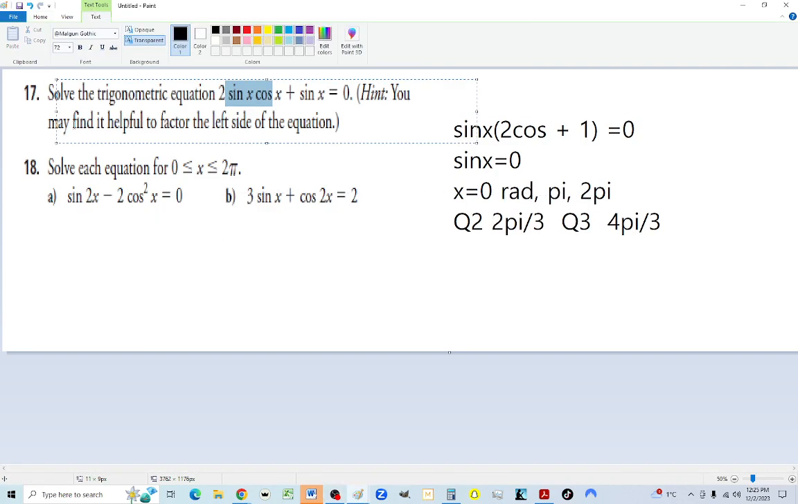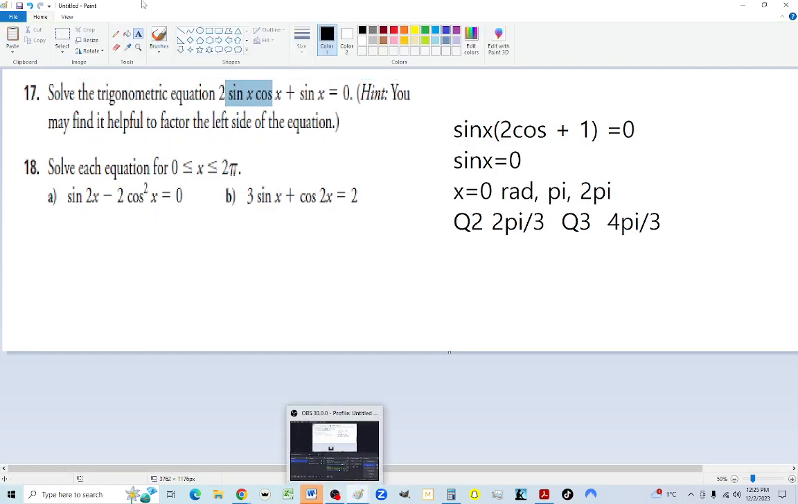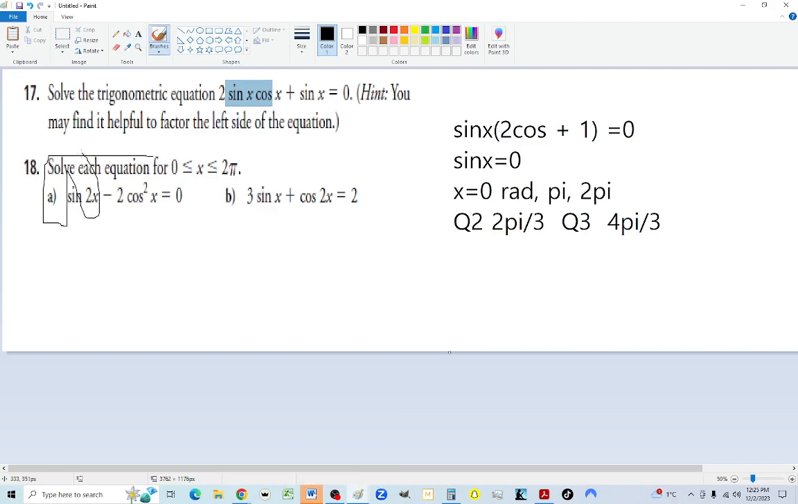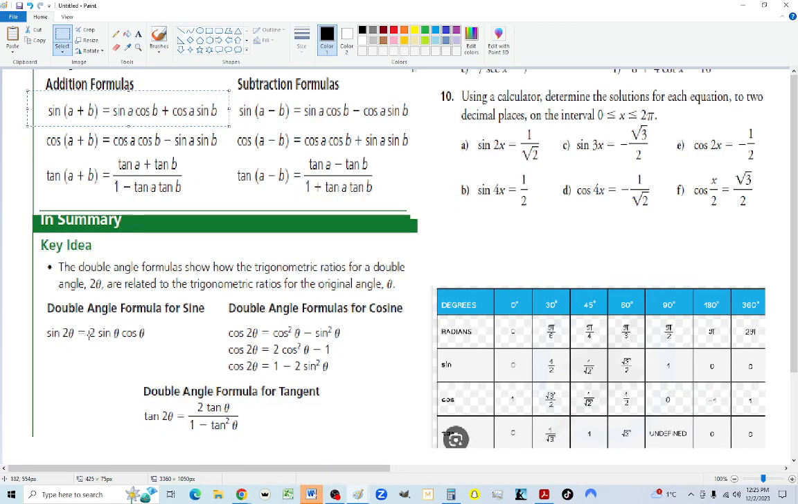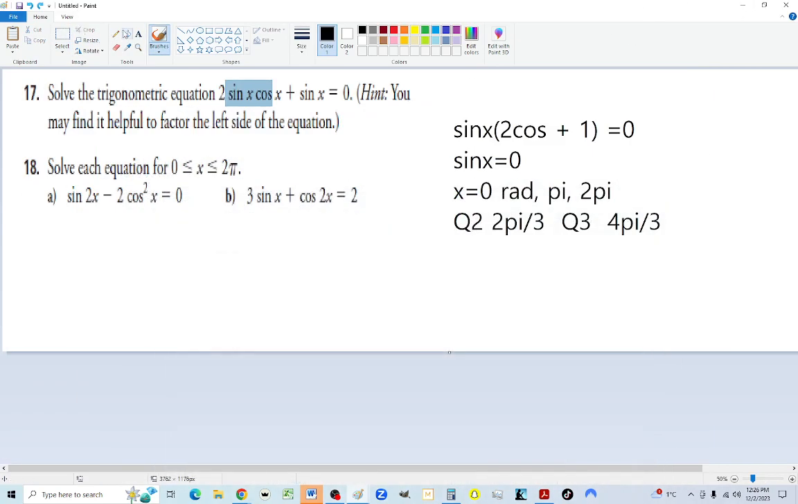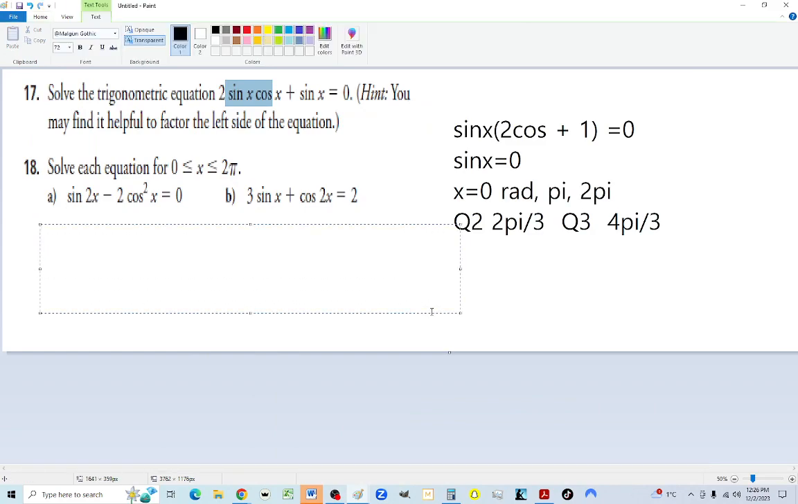And now finally for this one, I'm not going to go through solving it. It clearly involved breaking down sine 2x. I don't think it's going to be that big of a deal. Sine 2x is 2 sine x cos x. And then you get minus 2 cos squared x equals 0. And it's quite clear that you factor out 2 cos x from both, and you get sine x minus cos x is equal to 0.